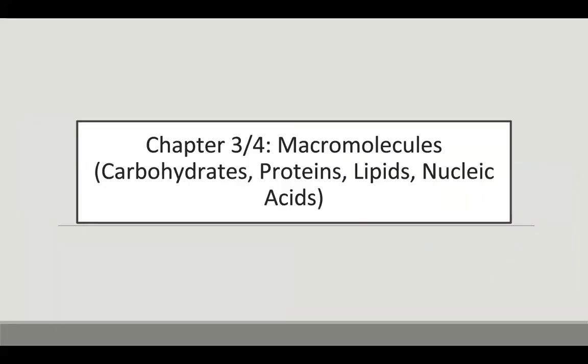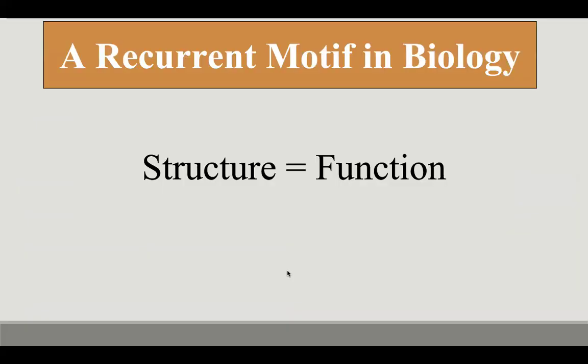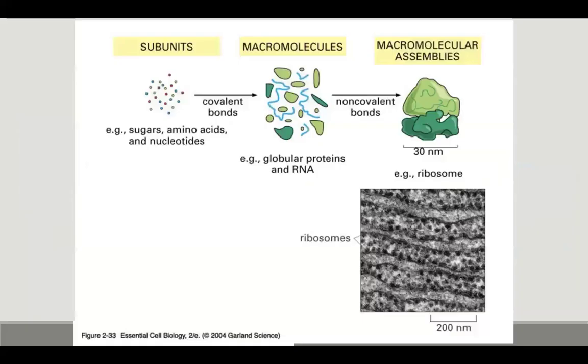So now we're going to move on to chapters 3 and 4, which is macromolecules. So, all right. One of the most important motifs in biology is structure is equal to function. As shown with the isomers, if there's a change in structure, there's a change in function. And that's also true for molecules as well. So the basics of any macromolecules, you have your individual subunits. Individual subunits combine through covalent bonds to form macromolecules. Then these macromolecules attach to other macromolecules to form macromolecular assemblies. So for example, amino acids can form proteins, proteins can combine and form ribosomes.